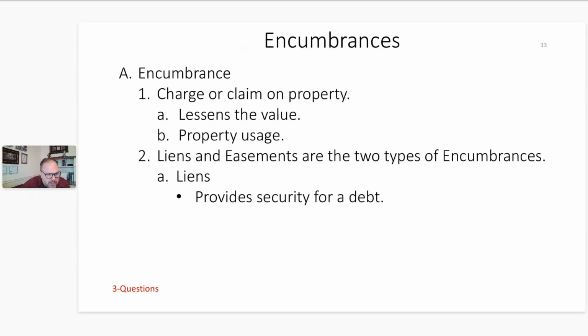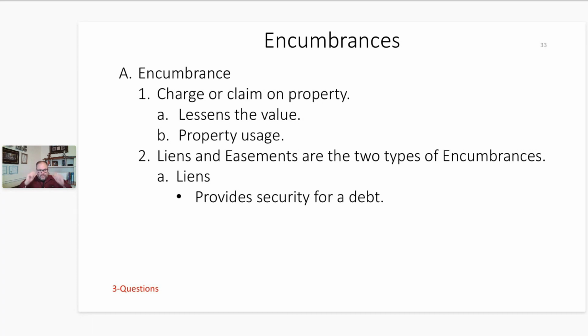All right, let's move on and talk about encumbrances. Now, I got three questions associated with this. This is another big section when it comes to the real estate exam. An encumbrance is a charge or claim on property. It does lessen the value and how the property is used. The two types of encumbrances you want to know are liens and easements. Those are the two types you want to know.